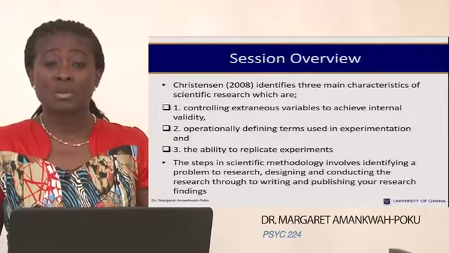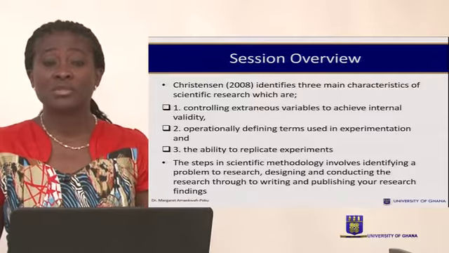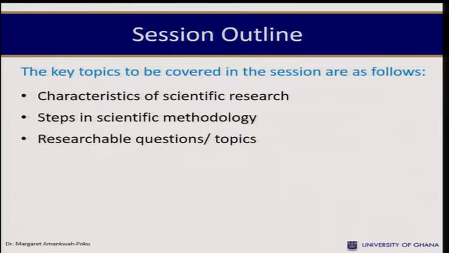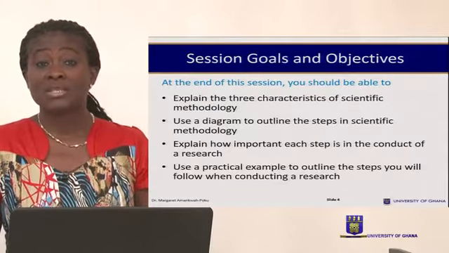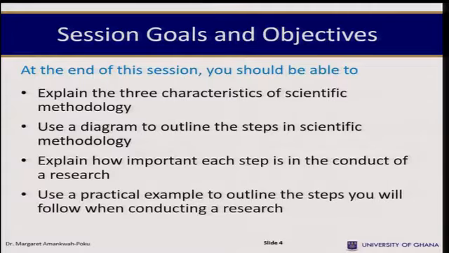And then I'll also talk about the steps in scientific methodology, take you through the various steps that you need to follow when you want to conduct research. I'll talk about the characteristics of scientific research, the steps in scientific methodology, and I'll briefly talk about researchable questions or topics. By the end of this session, you should be able to explain the three characteristics of scientific methodology. You should be able to use a diagram to outline the steps in scientific methodology, and also use your own example to outline these steps in research.